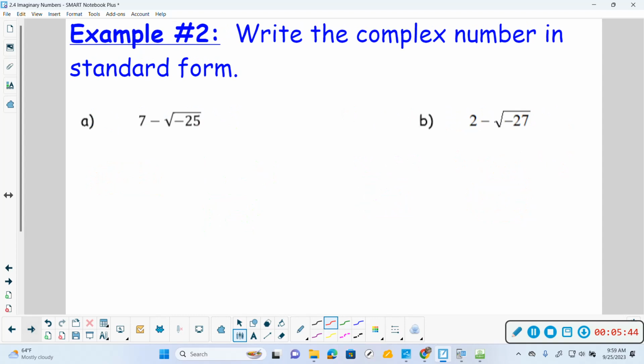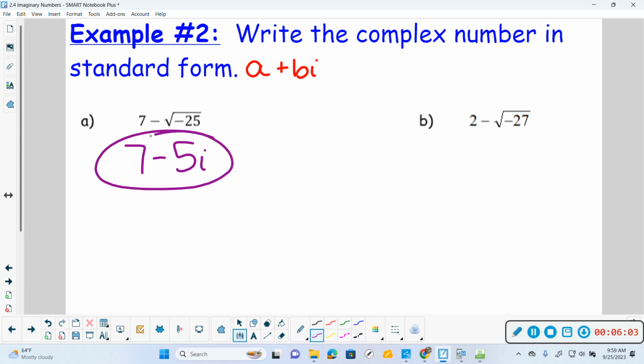Let's do some more simplifying. Write the complex number in standard form. Remember, that is the real plus the imaginary. That's what standard form means. So, of course, let's just do a little simplifying. What's the square root of negative 25? 5i. And I'm just going to check. Real, imaginary. Yep, got the right order. Good enough. Love it. No work.